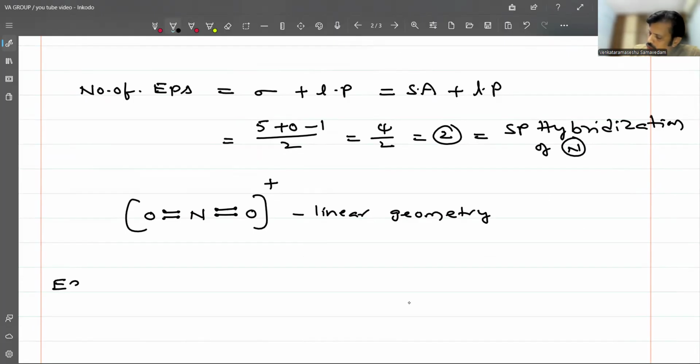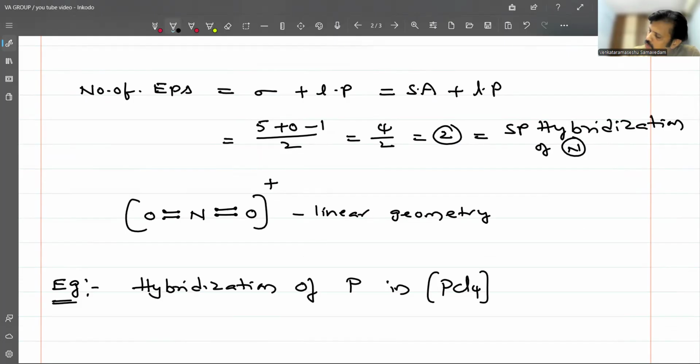So I'll give a question, you try: hybridization of phosphorus in the PCl4 plus ion. Or, sir, what is the hybridization of the PCl4 plus ion? What is its geometry? Everything, once you try. I'm not giving data about this cation.